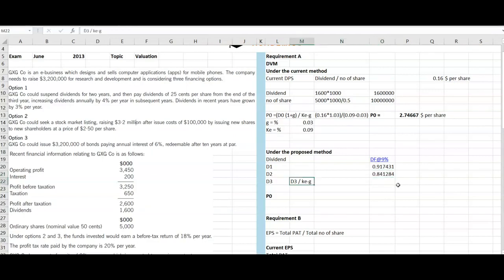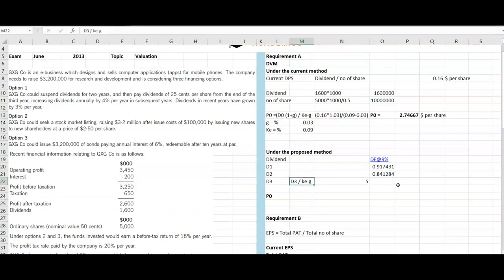So when we do D3 over KE minus G, we'll do it here. D3 is 0.25, divided by KE, which is 0.09, minus G, which in this sum is 0.04. So close the bracket, and now you will get an answer. The answer is 5. So we are going to perpetually receive $5. That is what it is mentioning. So D3 divided by KE minus G gives 5.